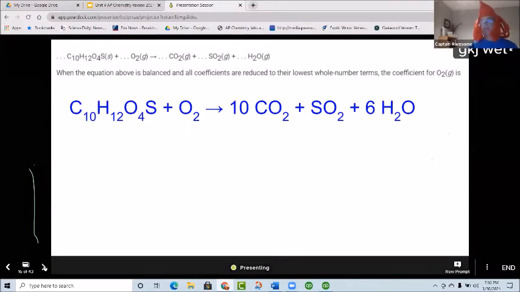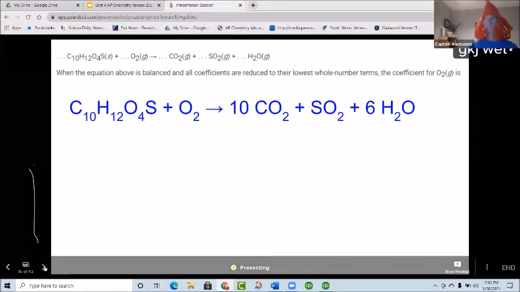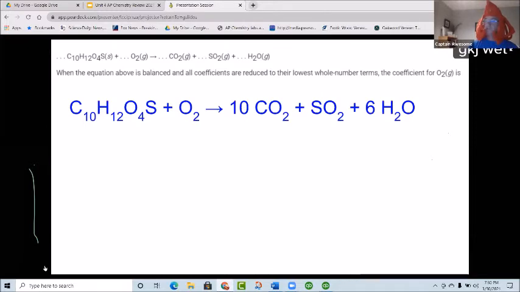I would have started by balancing everything except the oxygen. So I got 10 carbons on the left, 10 carbons on the right, 12 hydrogens on the left, 12 hydrogens on the right, 1 sulfur on the left, 1 sulfur on the right. So I would have done that first and got everything except oxygen. Anytime you have oxygen or something that's all over the place, it always needs to wait till the end.